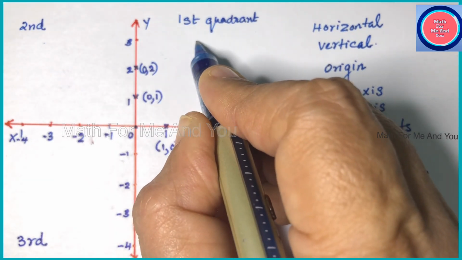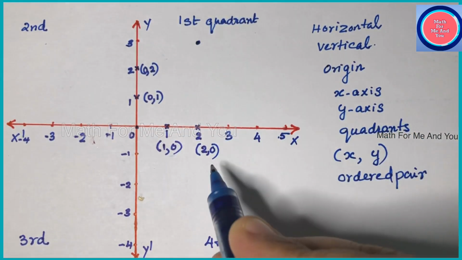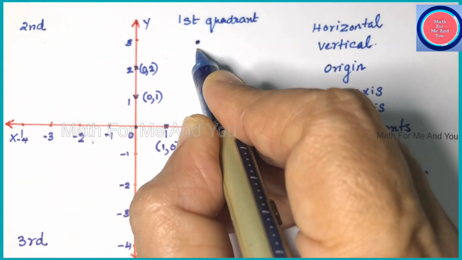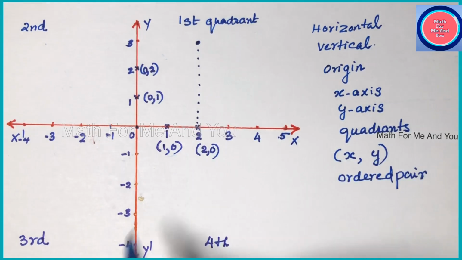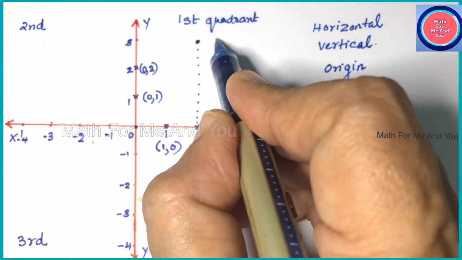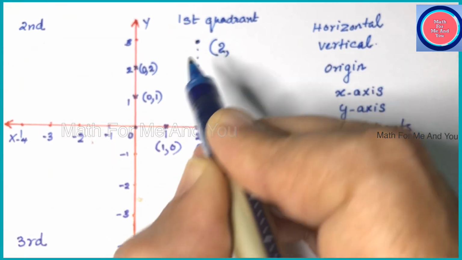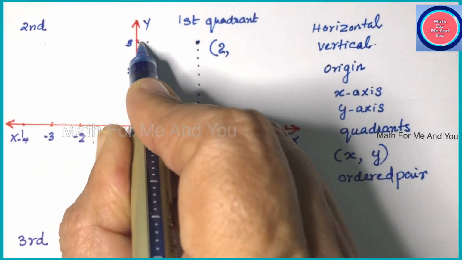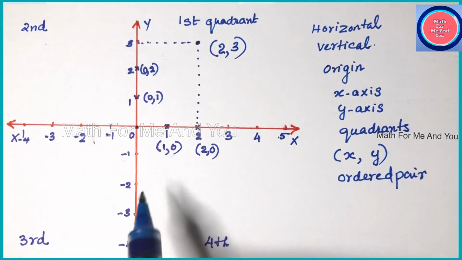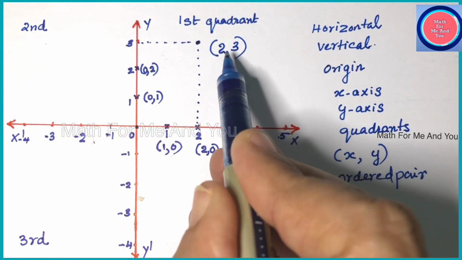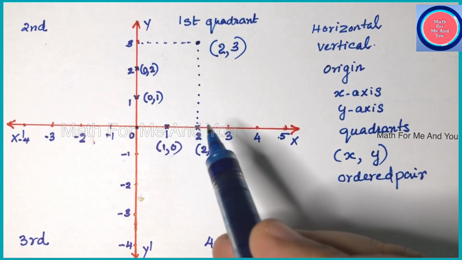See, here you can see a point. How can we write that point? First look at its corresponding x number. When we draw a line towards the x-axis, it touches at 2. So we can say 2, and on the y-axis it touches at 3. So the point is 2, 3.